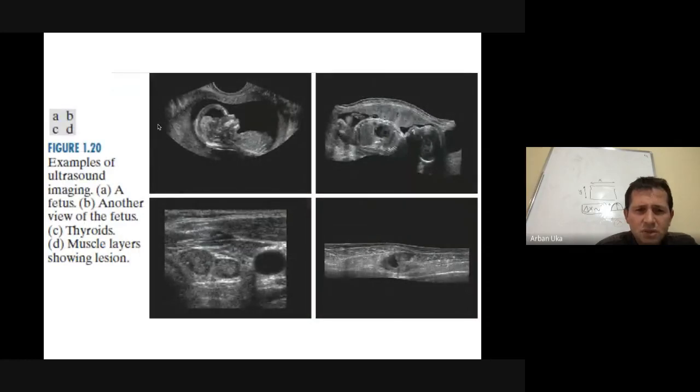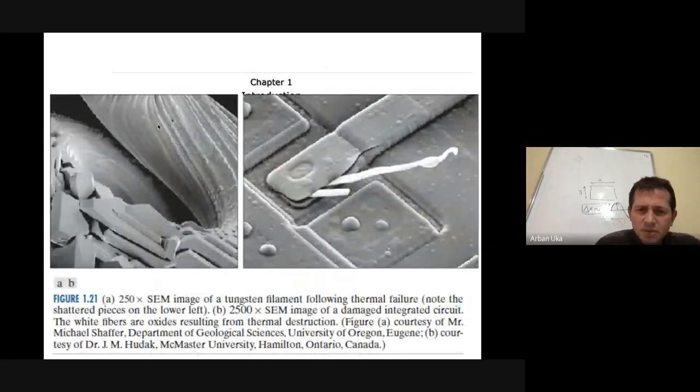This is ultrasound images, which are very common nowadays. A few decades ago, you could not easily get one of these. And this shows, and this is the top one. It's the ultrasound images. The bottom ones is the image of thyroids and the muscle layers images.